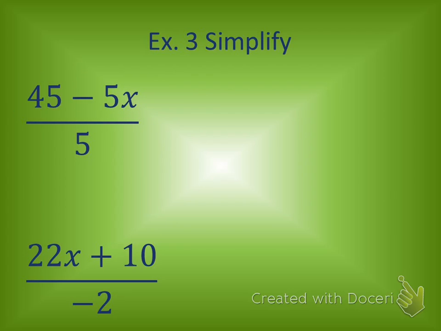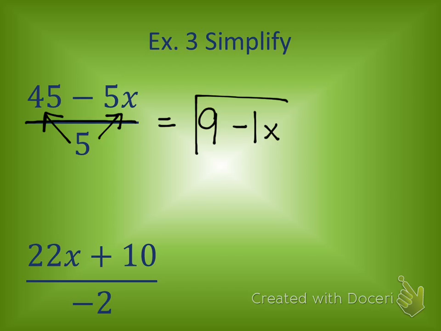But what I can do, which my problem is telling me, is divide by 5. Now, each of these terms is being divided by 5. Not just one of them, both of them. So I need to simplify by dividing. What is 45 divided by 5? 9. What is negative 5x divided by 5? Negative 1x or negative x. Can I simplify 9 minus 1x and make this 8x? No. Nope, they're not like terms, so this is my final answer.